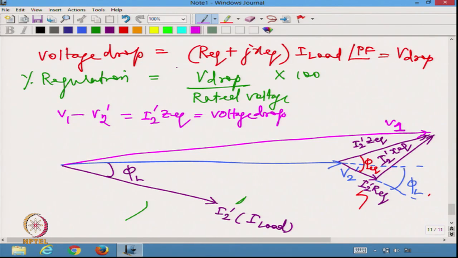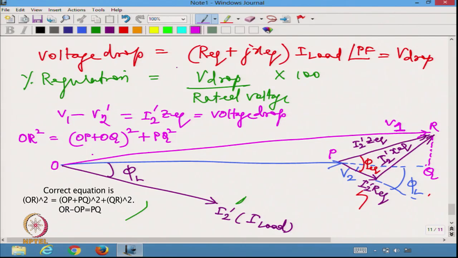Let me call this point O, this point P, this point Q, this point R. So, I can say that OR square will be equal to OP plus OQ the whole square plus PQ square. And OP is equal to V2 dash, OR is equal to V1. So, if I neglect this RQ square, not PQ, I am sorry, RQ square.